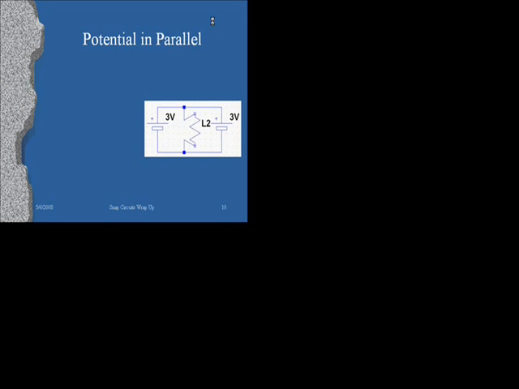So let's talk about potential in parallel. The idea is that in parallel, all the potential differences are going to be the same. And so you set up this circuit over here, where you had 2 battery packs and then a light bulb in parallel with each other.